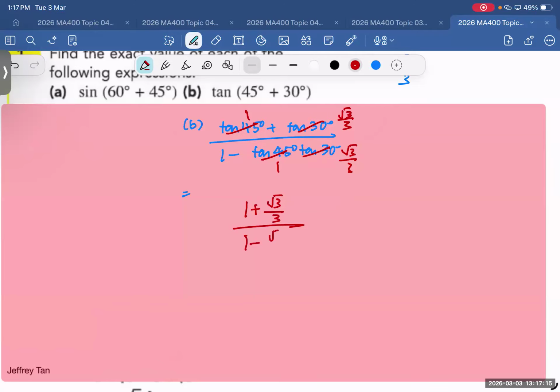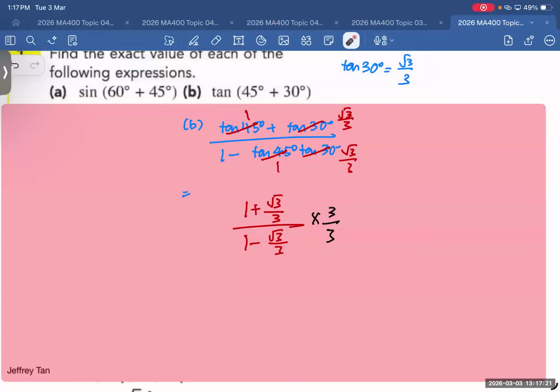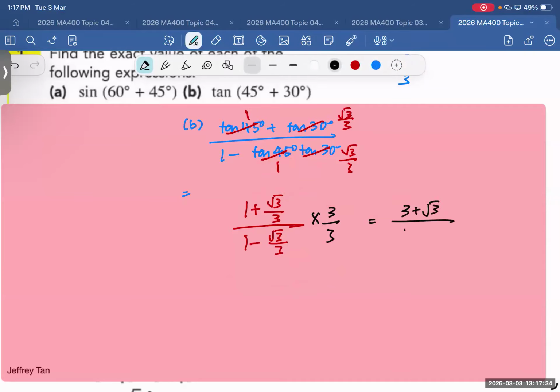I see a fraction in a fraction. Like I tell you, I will always do this: I multiply by 3 over 3. So this will interact with this and these two, and this will interact with this and this. This is to get rid of the fraction in the fraction. That gives me 3 plus square root 3 over 3 minus square root 3.